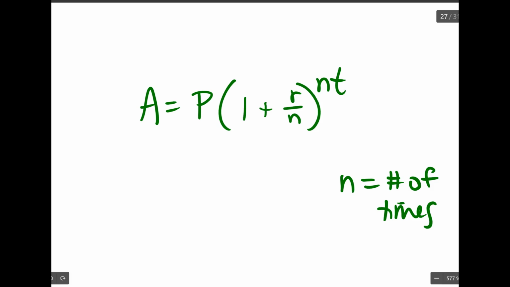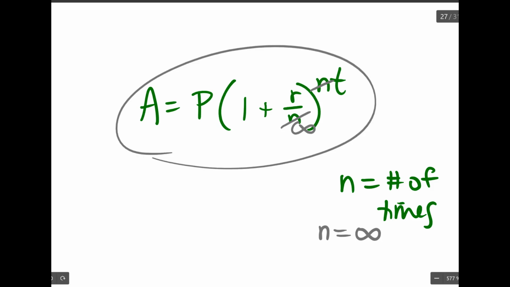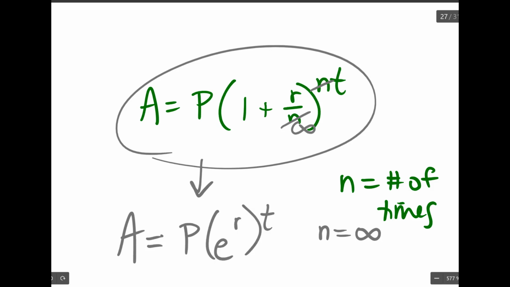And so what happens if we have n be infinity? It's not even a million times per year, it's an infinite number of times per year, every single microsecond. If I change the n to be infinity, this whole thing goes to A equals P e to the rt. This portion right here that I'm highlighting is literally e to the r. It goes to your base e.